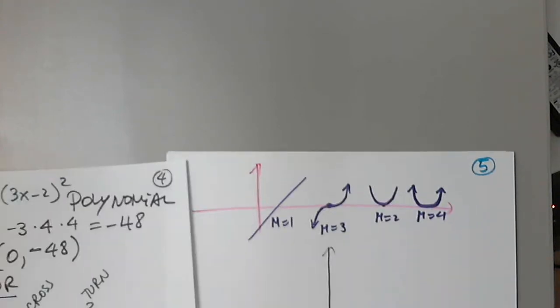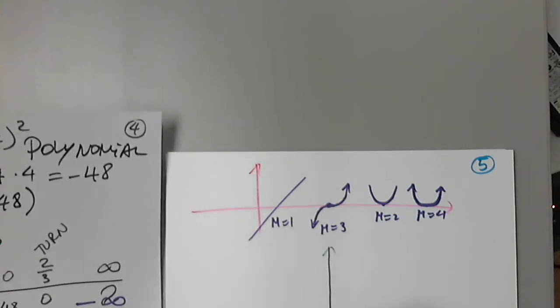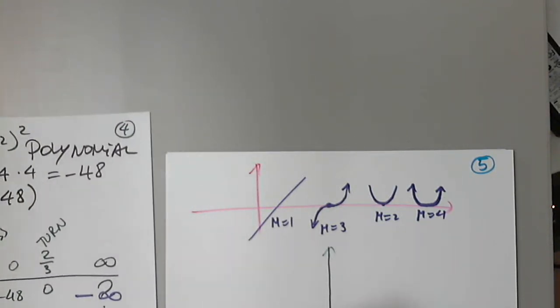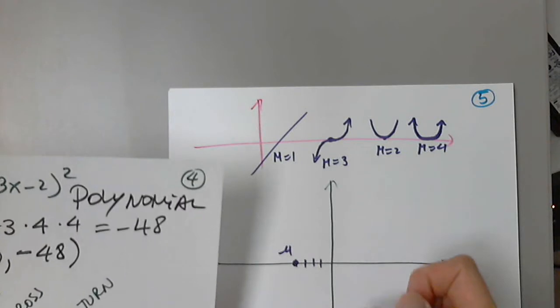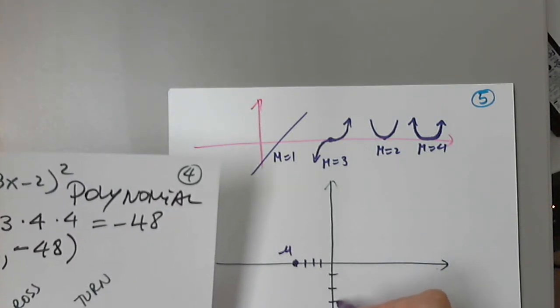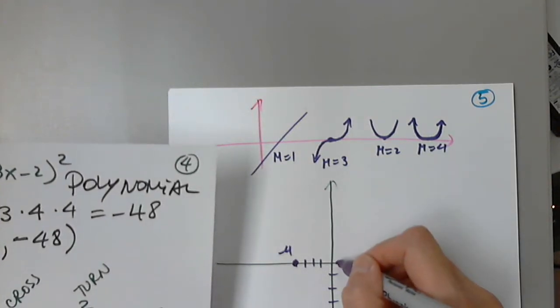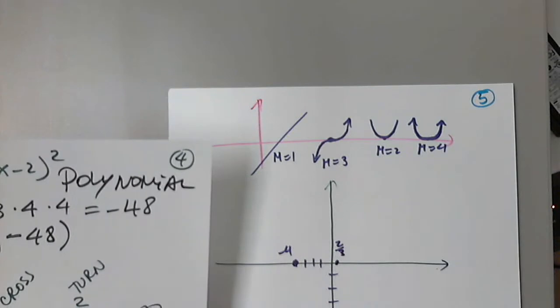So now I'm going to read my table. I'm going to show -4. I don't have enough, so I'm going to change the scale here. So 10, 20, 30, 40, 50. I'm going to say this is -48. It's very hard to plot 2/3, but I'm going to try.